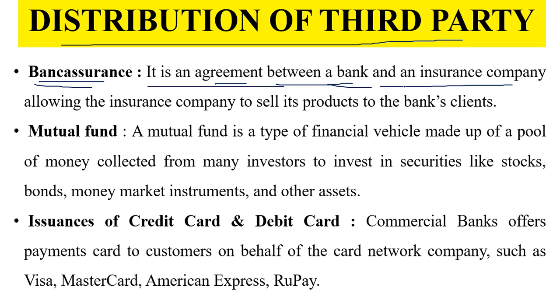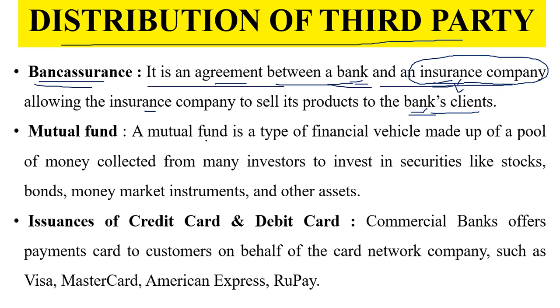The bank and the insurance company both have an agreement that the insurance product, whether it is life insurance, health insurance, motor insurance, etc., will be sold. So instead of the insurance company directly meeting the bank clients, the tie-up between the bank and the insurance company is that whatever insurance products are there, you sell on behalf of us. It means on behalf of the insurance company, the bank is selling the insurance product to its bank customers.